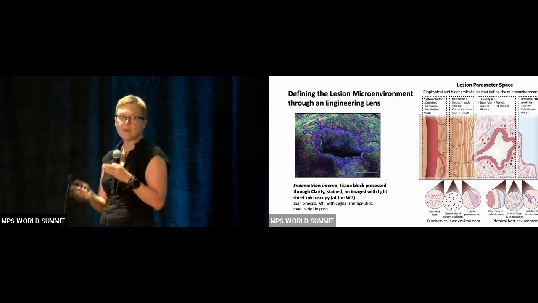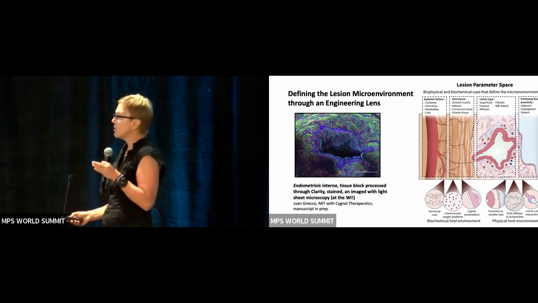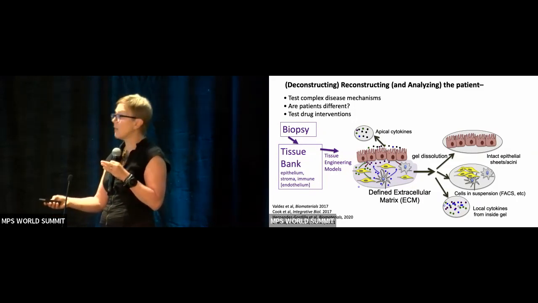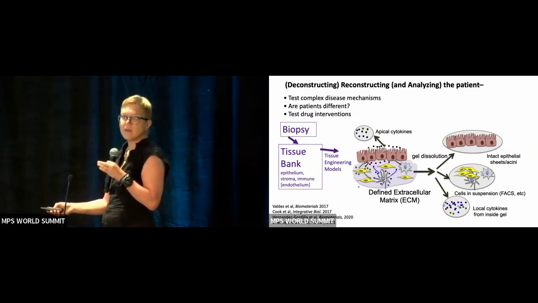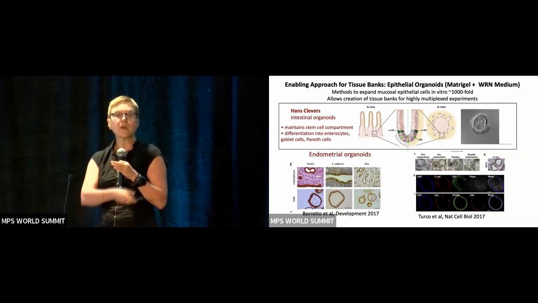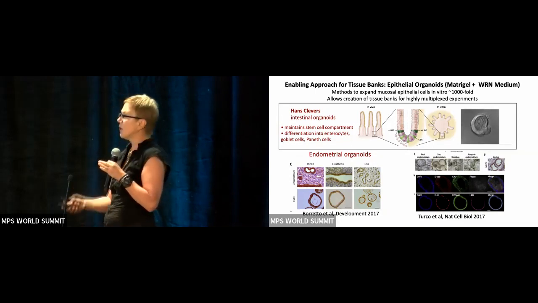So we create a parameter space, and we want to march through parameter space and understand how these cues are dictating function. So of course, we have to first build a tissue bank from biopsies from well-phenotyped patients, and then rebuild the patient. So how are we doing this? We had to develop an enormous number of new tools. And I think these tools will be generally useful to the community, and we're trying to commercialize them right now.